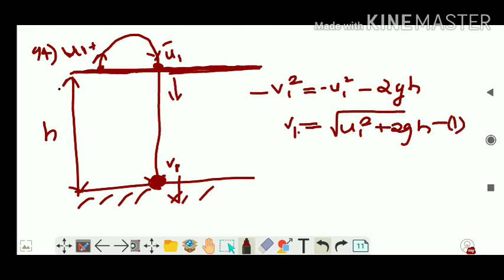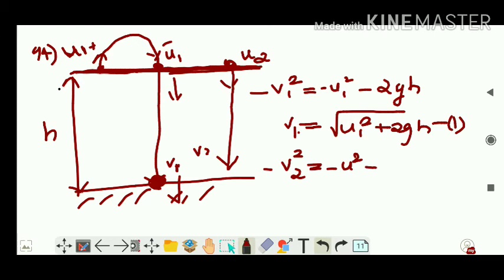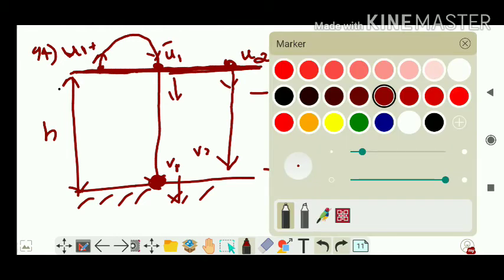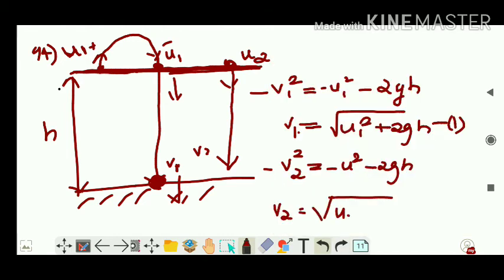Right, now let's regard the second stone. The second stone is thrown downwards, right? This is the second stone. This stone is directly thrown downwards, let's say thrown with the velocity u2, that is in the downward direction. Alright, so let's say when it reaches the ground, its velocity is v2. So v2, again I can write it as downward, so minus v2 squared, minus u2 squared minus 2gh, right? So again I can write v2 is equal to root of u2 squared plus 2gh, right?